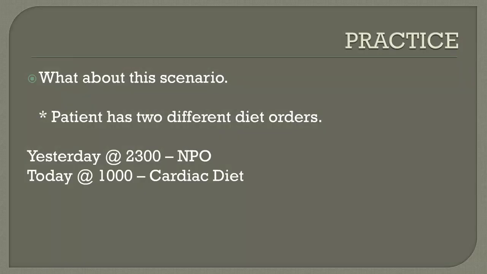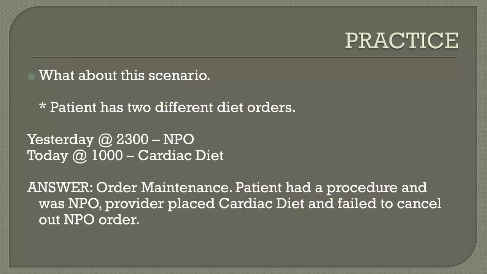What about this scenario? A patient has two different diet orders. One was entered yesterday at 2300 as an NPO. One was entered today at 10 o'clock, and it was a cardiac diet. If you were thinking order maintenance, you are correct. The patient had a procedure and was NPO. The provider placed a cardiac diet, but he failed to cancel out the NPO order. So we could cancel out yesterday's order of NPO by using the order communication type of order maintenance.